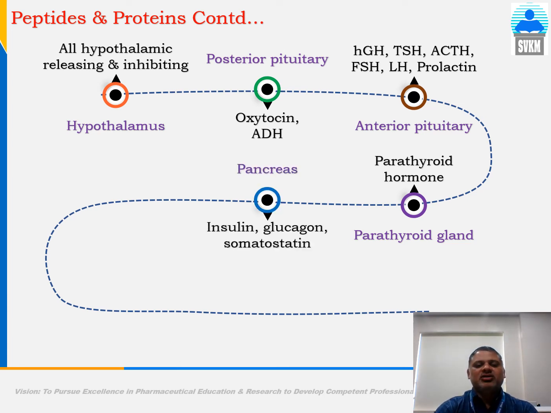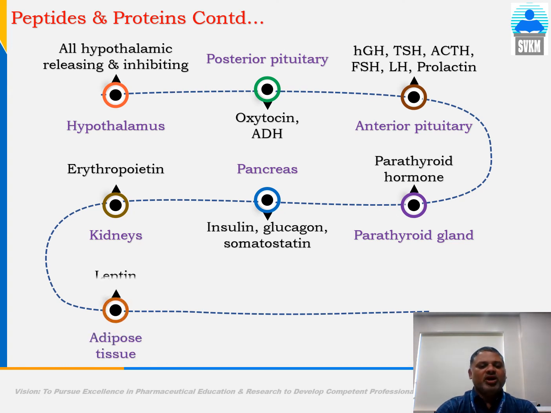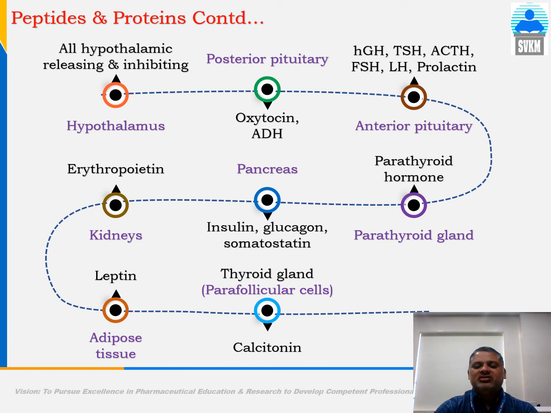Next, the pancreas releases insulin, glucagon and somatostatin. It is also categorized as a peptide and protein hormone under the water soluble hormones. Next, the kidney releases erythropoietin. It is also considered a peptide and protein hormone. Next, adipose tissue releases leptin. Next is the thyroid gland, that is, the follicular cells of the thyroid gland release calcitonin.